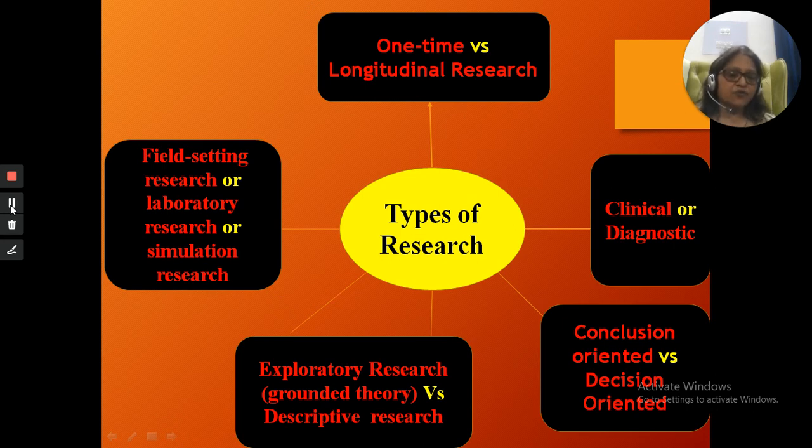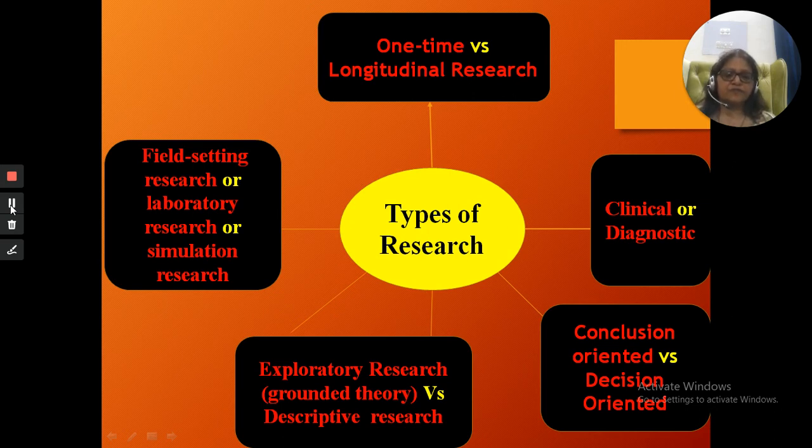Then conclusion oriented versus decision oriented research. We are conducting the research to come out at the decision. And conclusion oriented research, when we try to conclude about the situation, that what factors are creating the effect of this particular results, conclusion results.